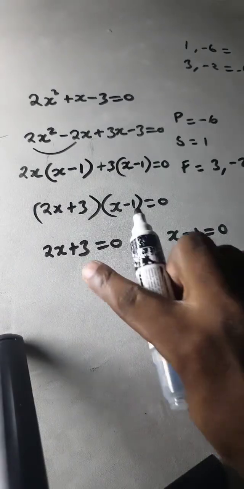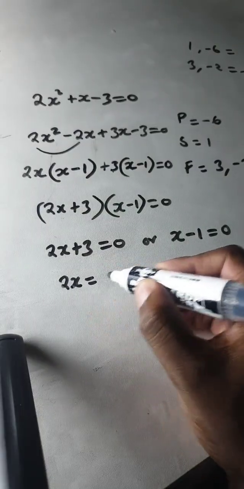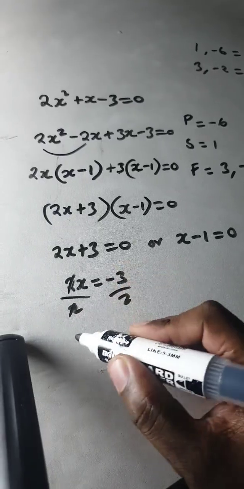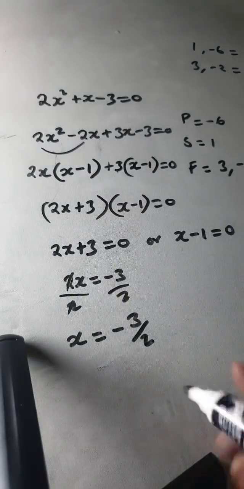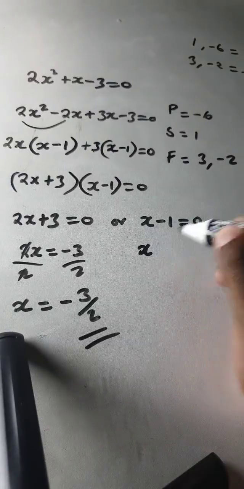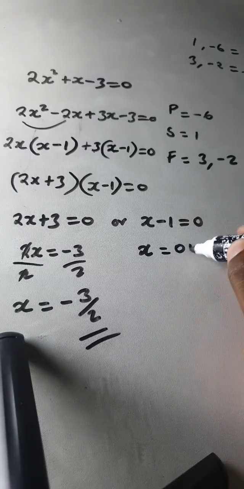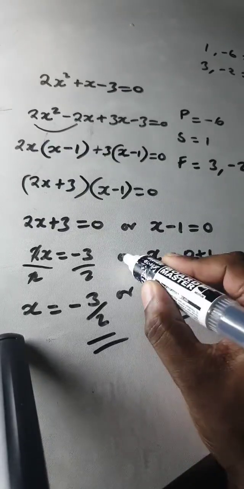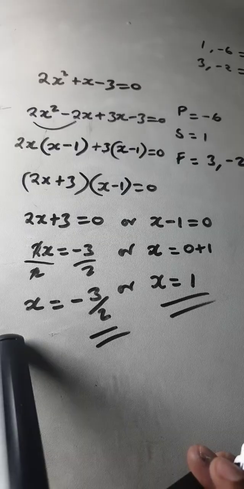By additive inverse, positive 3 goes to the right side, becomes negative 3. So 2x is equal to negative 3. Then we divide both sides by 2. x is equal to negative 3 over 2. We can just leave it there as our first value. Then we come to the other one. Negative 1, by additive inverse, goes to where 0 is. So x is equal to 0 plus 1, which is x is equal to 1. These are the two values: x is equal to negative 3 over 2, or x is equal to 1.